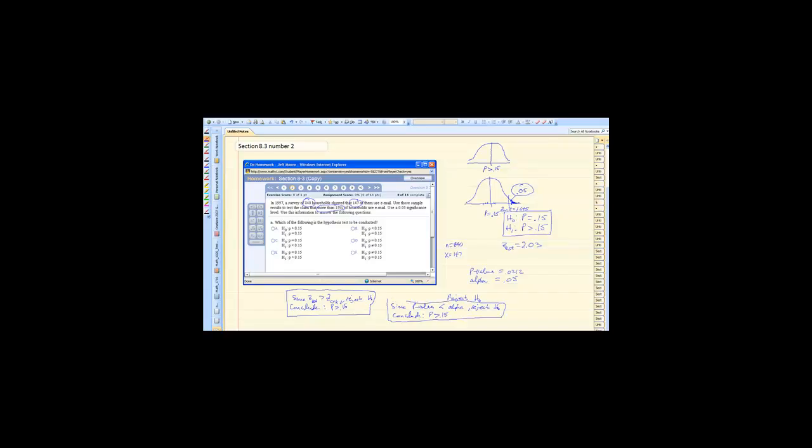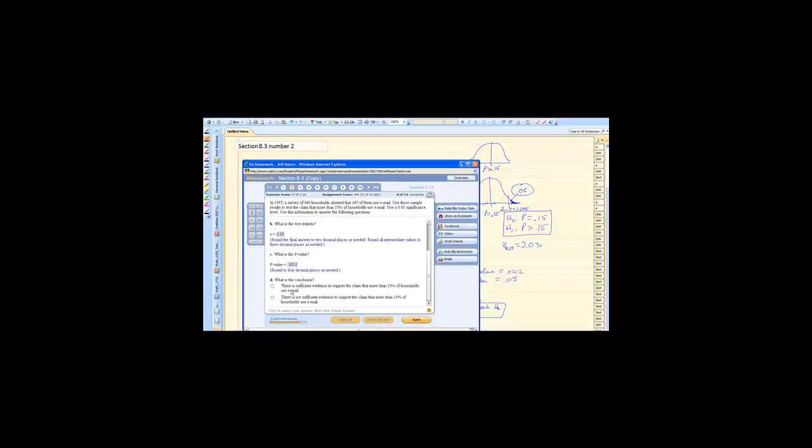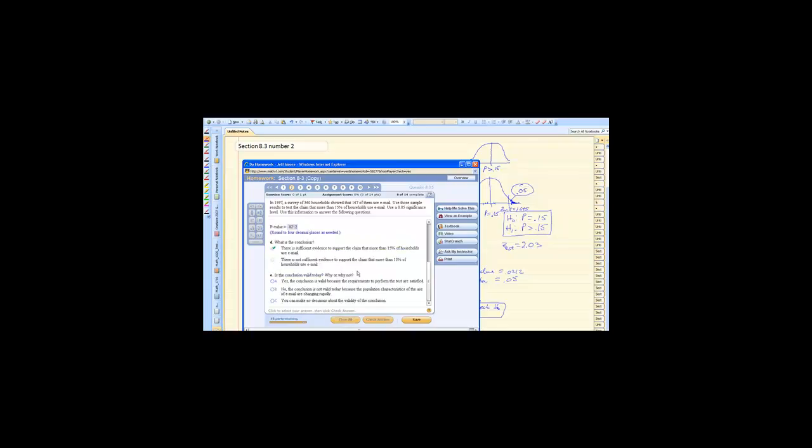So let's go back to the problem and see how this conclusion is worded. What is the conclusion? There is sufficient evidence to support the claim that more than 15% of households use email, or there is not sufficient evidence to support the claim that more than 15% of households use email. Well, we did find sufficient evidence to support that claim. The next question is, is the conclusion valid today, and why or why not? No, the conclusion is not valid today because the population characteristics of the use of email are changing rapidly.